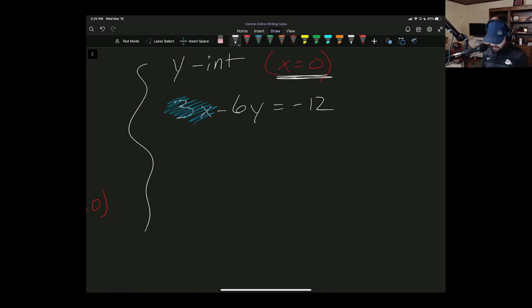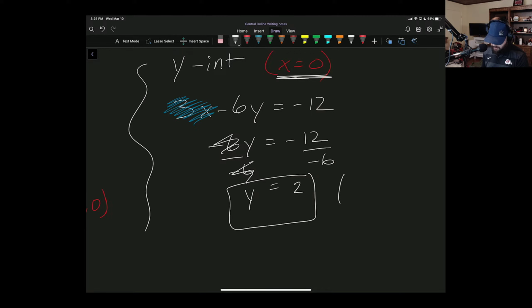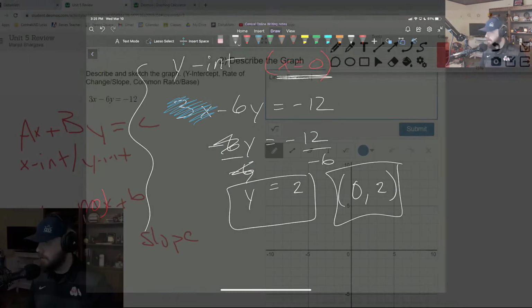So we got -6y equals -12 divided by -6. So y equals +2, or the coordinate point 0, 2. Either way. So let's go back. I'm going to go back now.